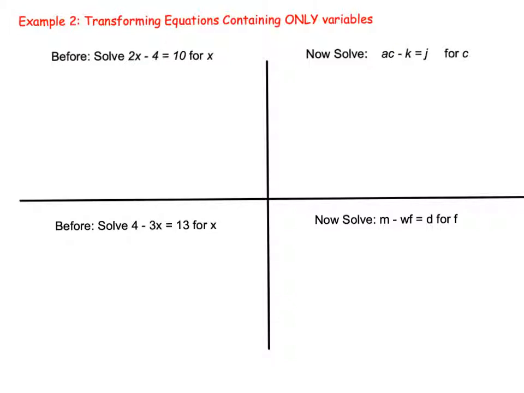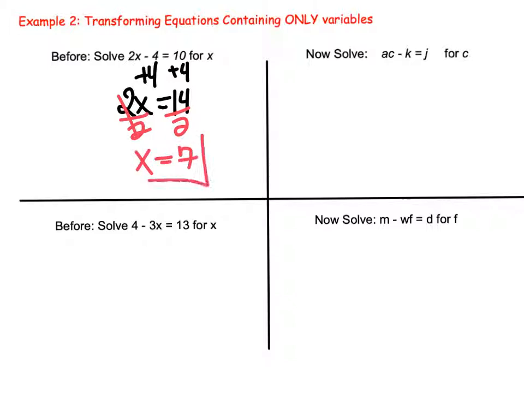Here, if I ask you to solve for x, we're going to walk through that, and you know how to do this. So you know that I would have to add 4 to both sides, and I get 14 here and a 2x there, and then to isolate my x I divide by 2, leaving you with x equals 7.